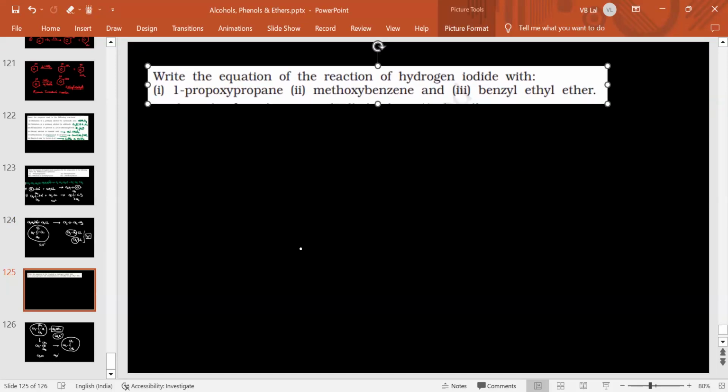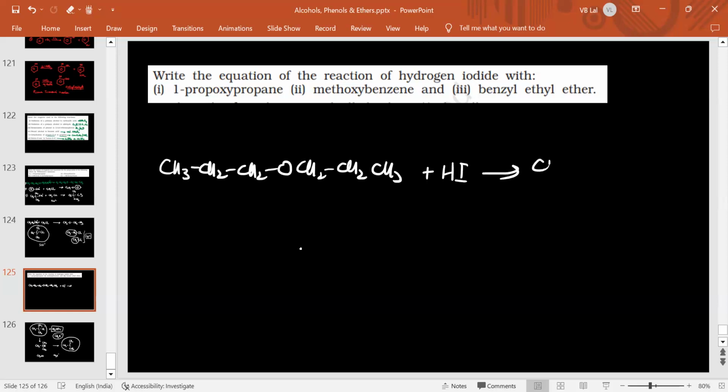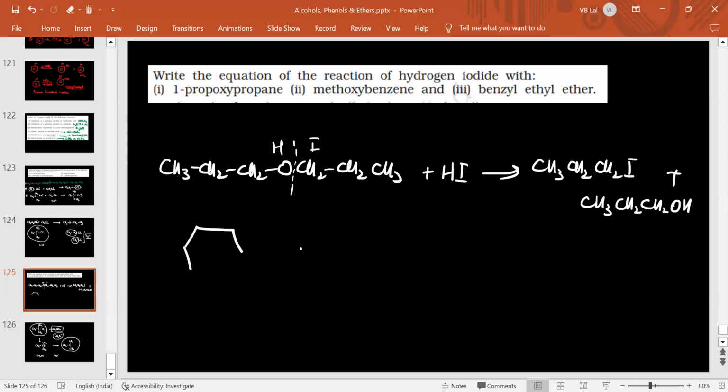So 1-propoxypropane. Okay, so CH3CH2CH2OCH2CH2CH3 with HI. Here there is no problem. It is a simple ether. So you get propyl iodide and propyl alcohol, right? There is no problem. You can write I here and H here, it doesn't matter. Okay. Now methoxybenzene. So this is benzene, and this is methoxybenzene plus HI.